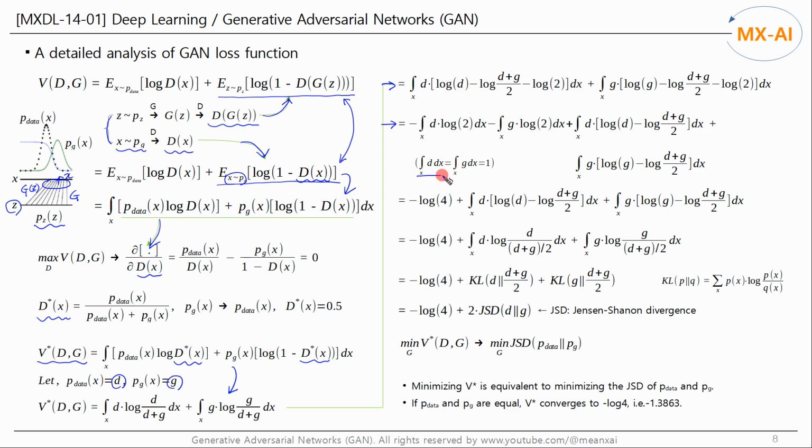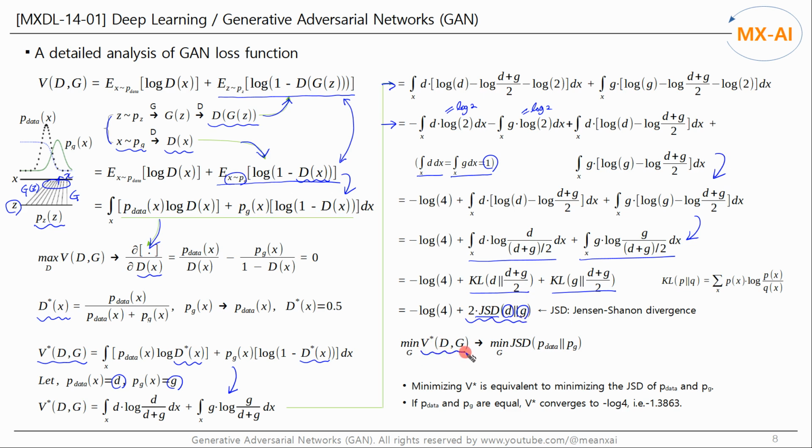Since both the integral of d dx and the integral of g dx are 1, the first and second terms are each negative log 2. Therefore, this equation can be written as follows. The second and third terms are KL divergence, respectively. And the two KL divergences can be expressed as Jensen-Shannon divergence. The more similar the distributions D and G are, the smaller the JSD will be. If D and G are exactly equal, this term is 0.